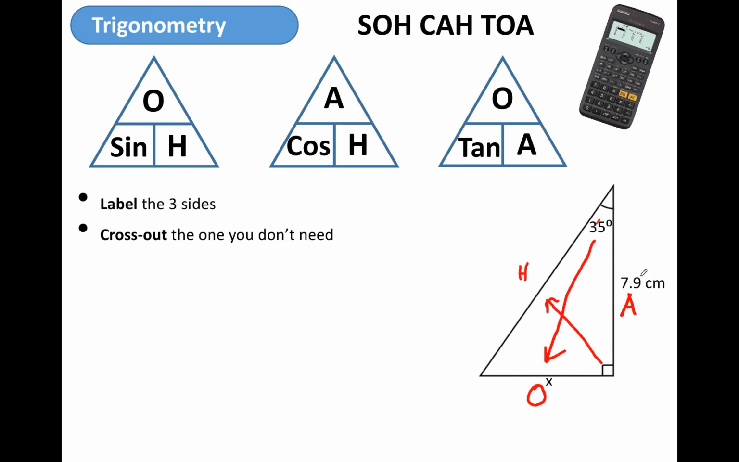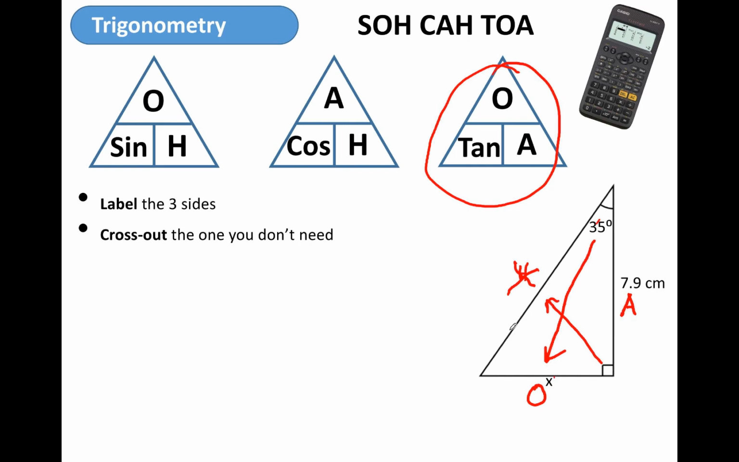Now, this one is clearly a side that's got a length on it, so A I need. This one down here is the side I need to know, so I clearly need that. But H actually is sat over here on its own, and I don't need it. So I've got A and I've got O. Now, the only triangle that's got O and A in it is the tan one, so that's what we're going to use.